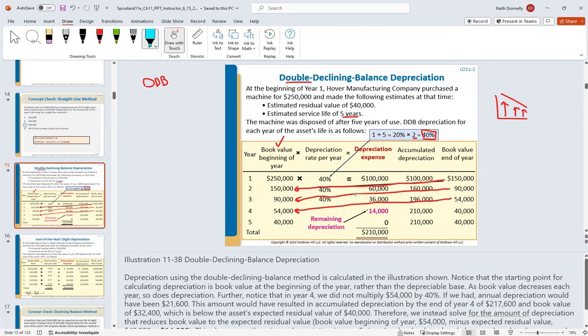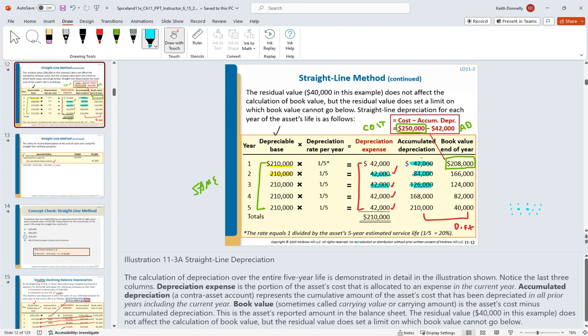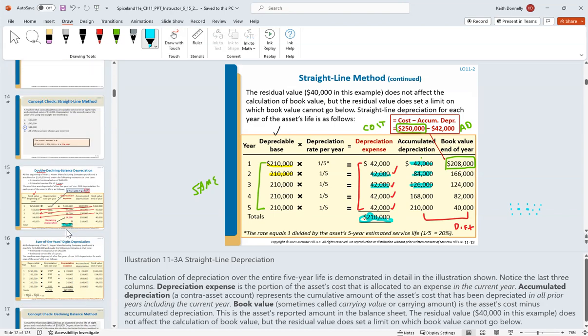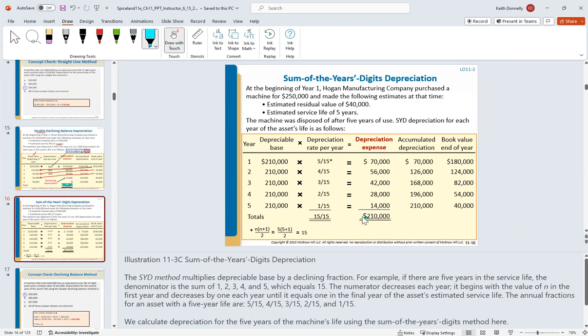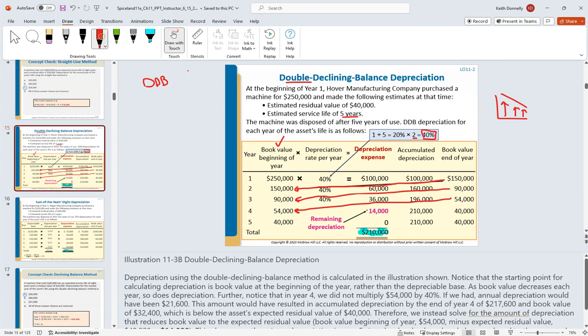One thing you got to be aware of here is whenever you calculate this, you ultimately have to land at $210,000. Whatever method you pick, your total depreciation, that base has got to be 210. That's the same for all of them. In other words, what we're saying here is that's basically the depreciable base, the 250 minus the 40, the cost minus the residual value. That's all you have to depreciate.